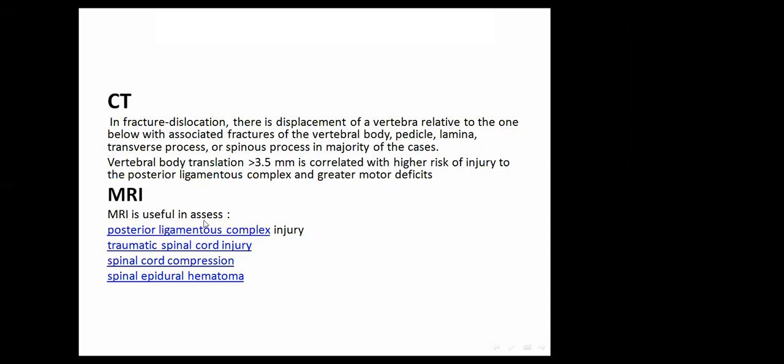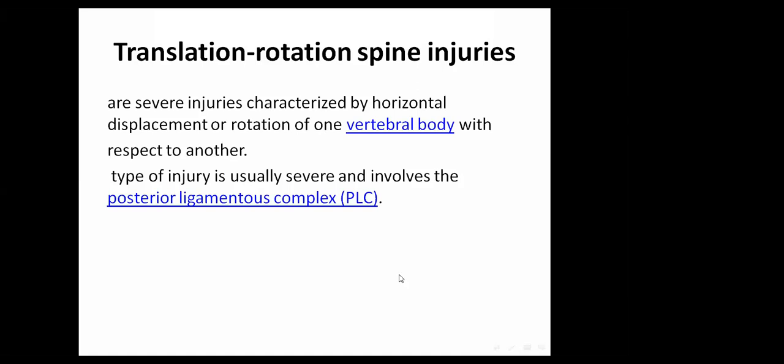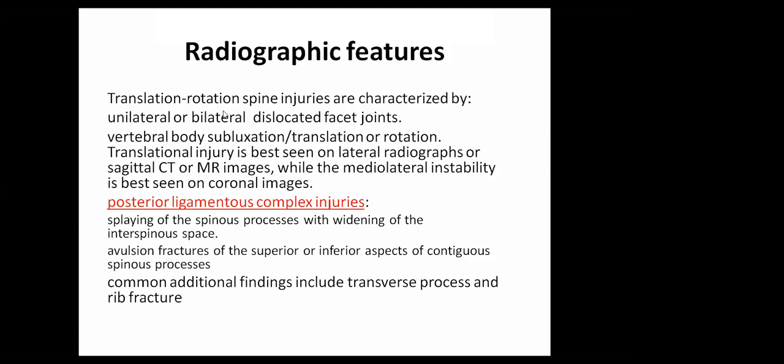MRI is useful in assessing posterior ligamentous complex injury, traumatic spinal cord injury, spinal cord compression, and spinal epidural hematoma. Other type of fracture: translation rotation spine injury, a severe injury characterized by horizontal displacement or rotation of one vertebral body with respect to another. This type of injury is usually severe and involves the posterior ligamentous complex. Radiological features.